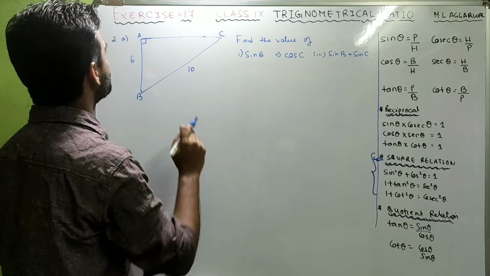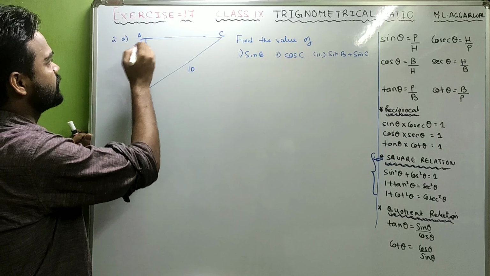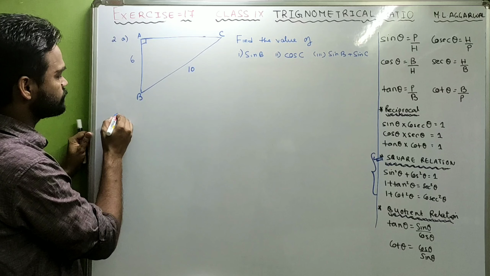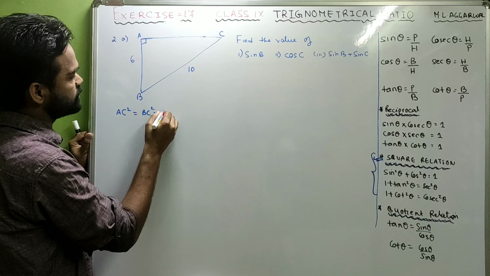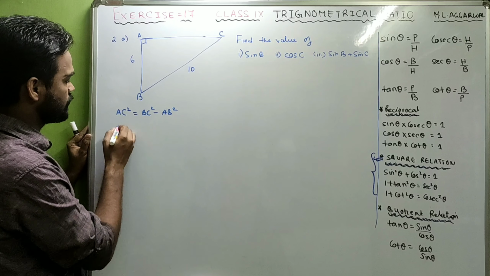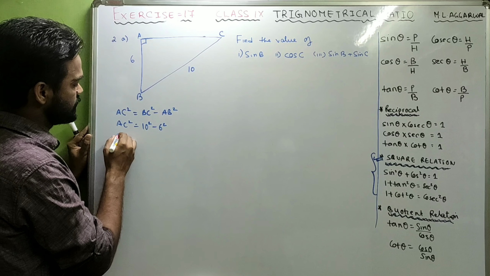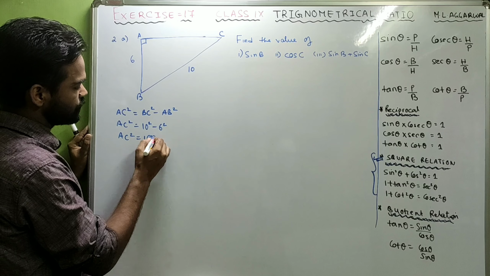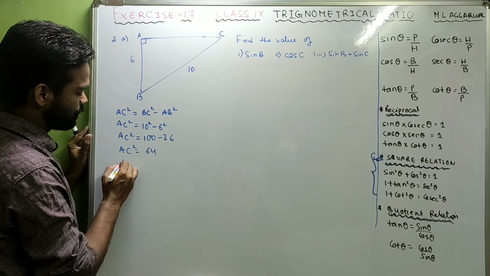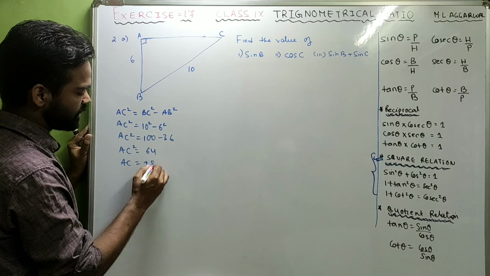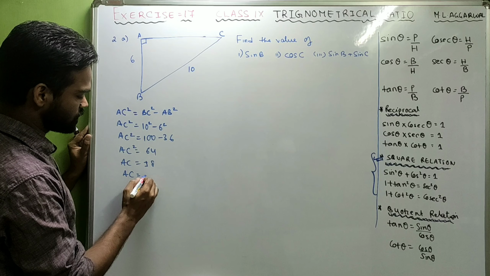So let's get started. Look at sum number 2 part A. They've given a triangle ABC, right angle at A. First of all, find AC. AC square will be BC square minus AB square, Pythagoras theorem. So AC square is 10 square minus 6 square, which is 100 minus 36, so AC square will be 64. So AC will be plus minus 8. We don't take the negative sign because that's a side, it has to be positive.